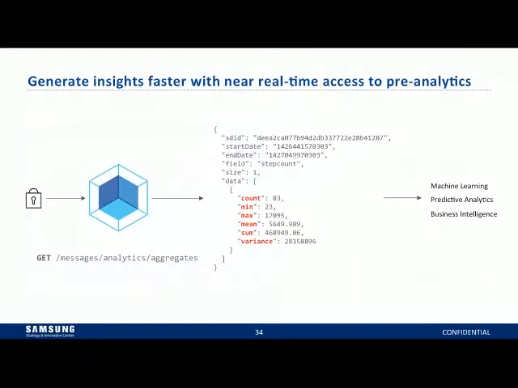And of course, you can get greater insight faster with our near real-time analytics. For example, this API call aggregates and returns the sum, minimum, maximum, mean, and count of message fields that are numerical. This call generates results on messages that are at least 1 minute old. And look at how valuable that is in terms of machine learning, predictive analytics, and business intelligence.